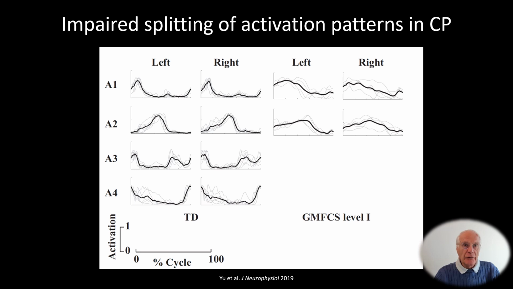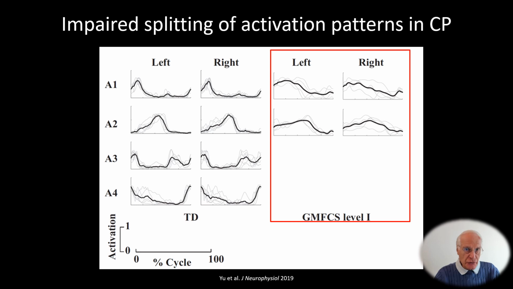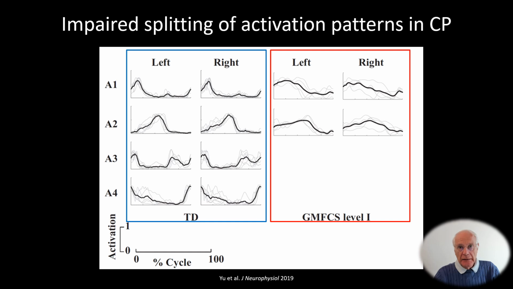Factorization of the electromyographic activity of leg muscles shows that children with cerebral palsy have fewer and wider neuromuscular modules than typically developing children of the same age. Apparently, the mechanisms leading to module splitting in normal development are not functional in cerebral palsy.